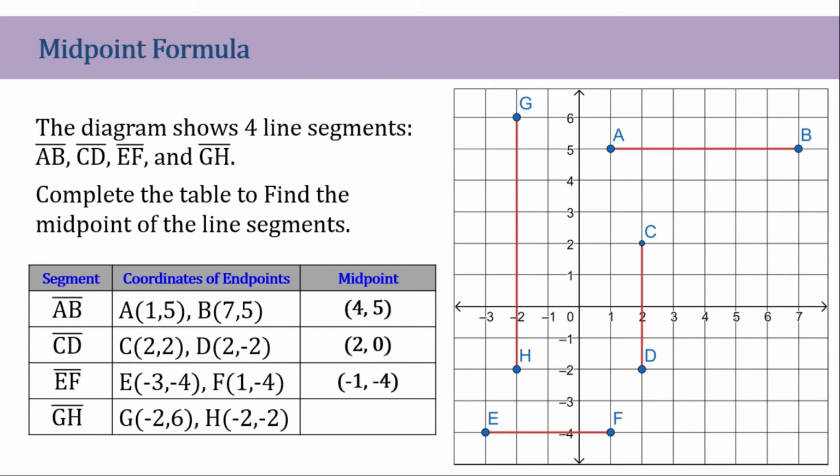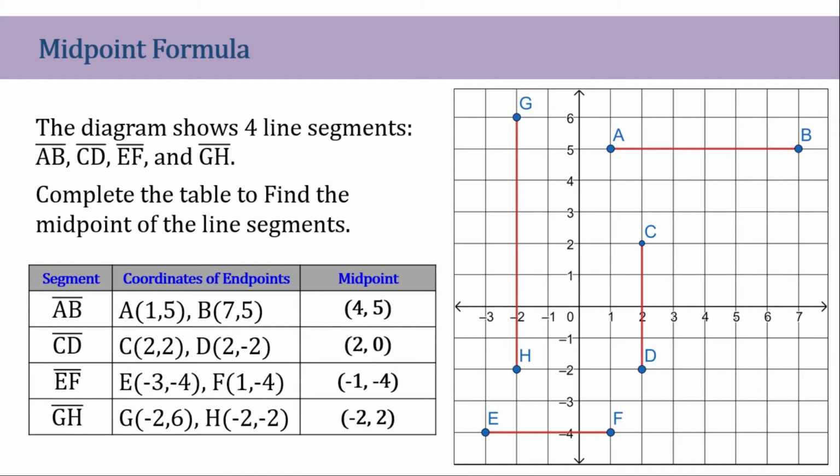And lastly, we have G and H, GH. So let's count this. 1, 2, 3, 4, 5, 6, 7, 8. 8 divided by 2 is 4. So let's count 4: 1, 2, 3, 4. So this will be the midpoint. That is (-2, 2). And that's how you use method number 1 to find the midpoint.